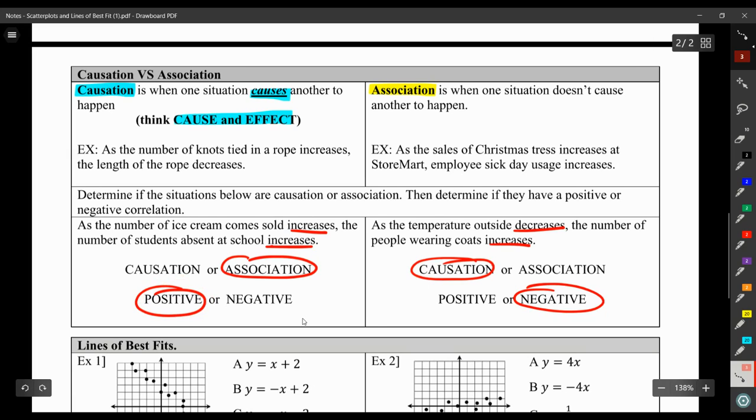As temperature outside decreases, the number of people wearing coats increases. Well, this would be causation. When the temperature goes down, you're going to wear more coats. So this is causation because the temperature is causing this to increase. And it's a negative correlation because one is decreasing and the other is increasing.